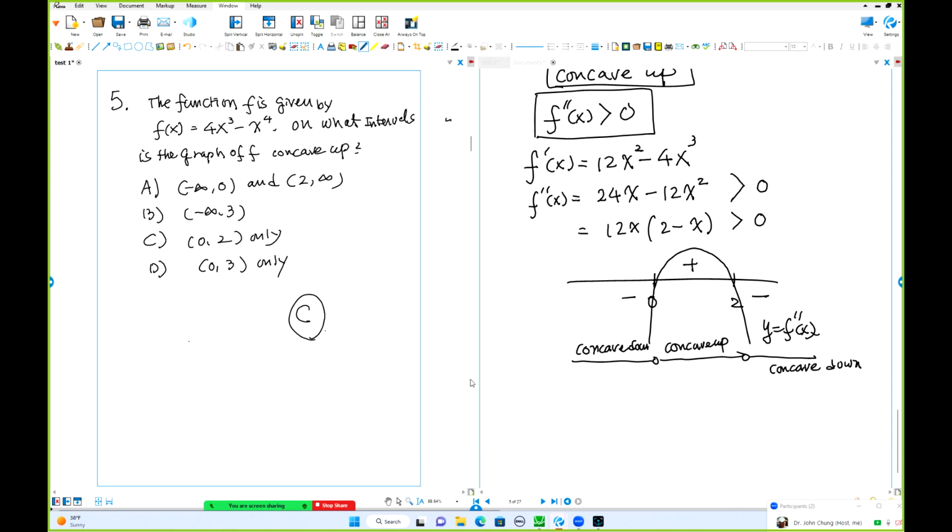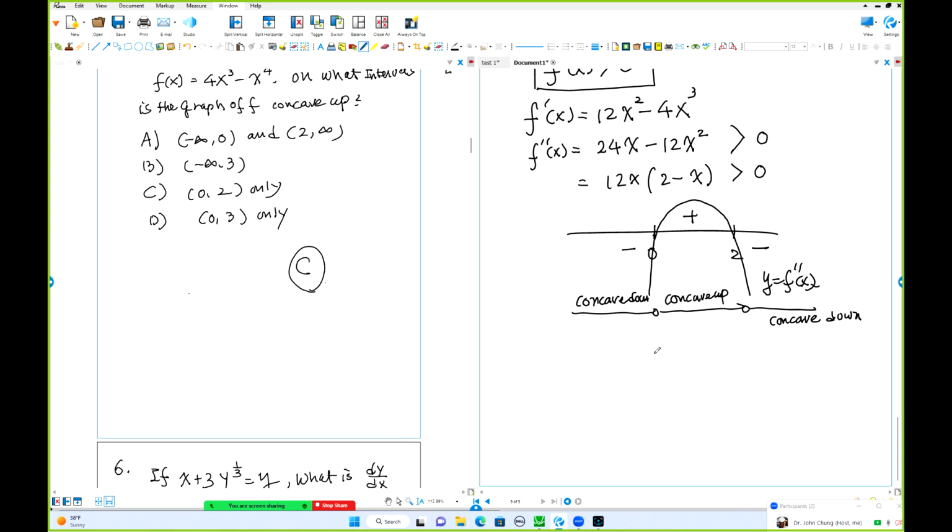Is it okay? The original graph looks like this. This is 0 over here. Up to here, there is a concave up and increasing. There is an inflection point over here, right? Because by concave down to concave up, that is a point of inflection. Up to here, and all the way is increasing.